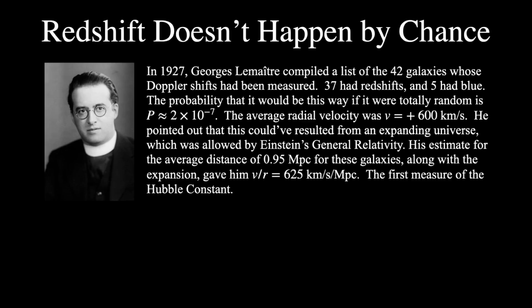But Lemaître came up with this idea and found an estimate for the average distance. And he said, well, if the average distance of these galaxies is just under a megaparsec, say 0.95 megaparsecs, then along with this expansion, using this as an expanding universe, it gives a Hubble parameter, or a Hubble-Lemaître parameter, of 625 kilometers per second per megaparsec. And this is basically the first measure of the Hubble constant.